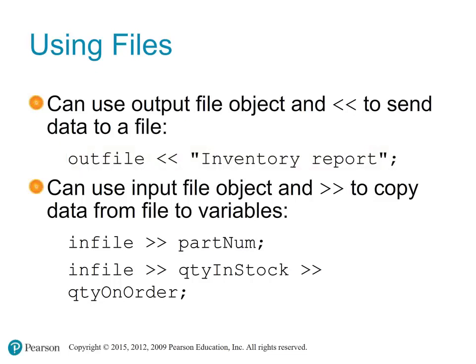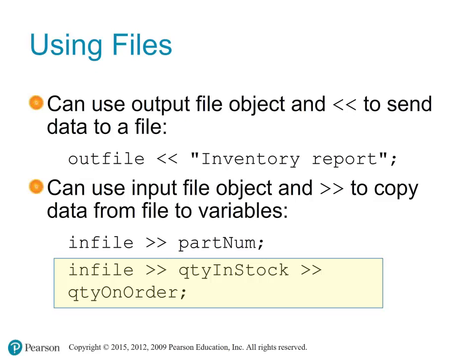The greater than operator, which is typically used for reading input from the keyboard, can also be used with an ifstream object, input file stream, to read the data from a file. This provides a consistent way to read data, whether it's from a keyboard or a file. So in infile >> partNumber, this line reads a value from the file associated with the infile stream object and stores it in the partNum variable.